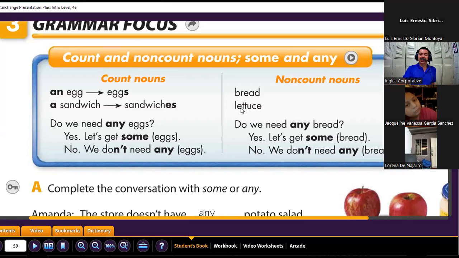Oh, we cannot say atoles in English. It's not possible. Entiendo. En español, sí. No, in Spanish, yes.